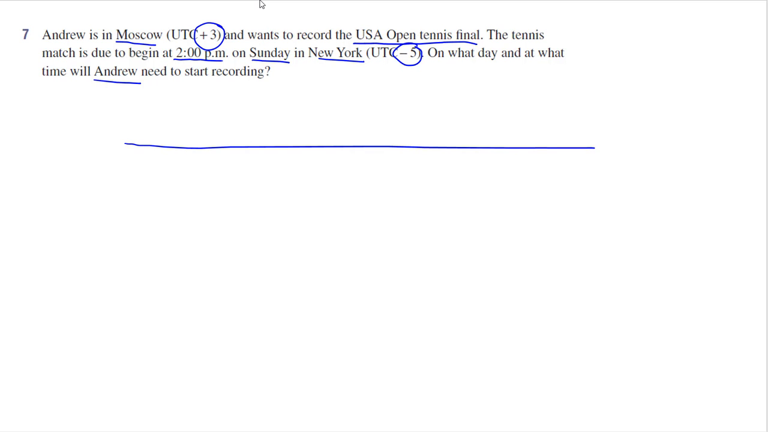There's only one part to this, but we first of all need to go and work out the time difference. So Moscow is at +3. New York is at -5. The other bit of information we're given is that the final starts at 2 p.m. and that's in New York City. So we're going to put here 2 p.m. and just take note. I won't write it on the diagram, but that's Sunday. So the time difference, if I put 0 there, it's 3 hours from here to here, 5 hours from here to here. So that's a total time difference of 8 hours.